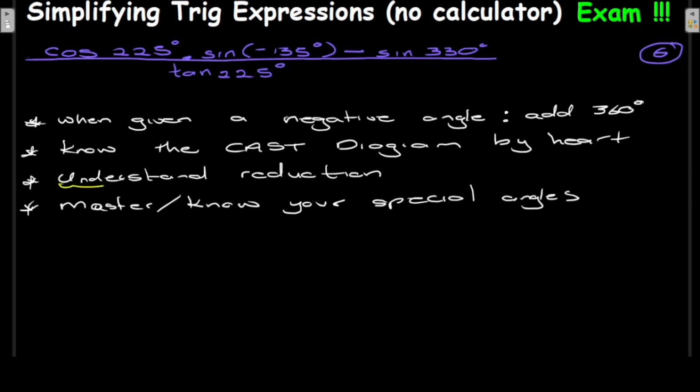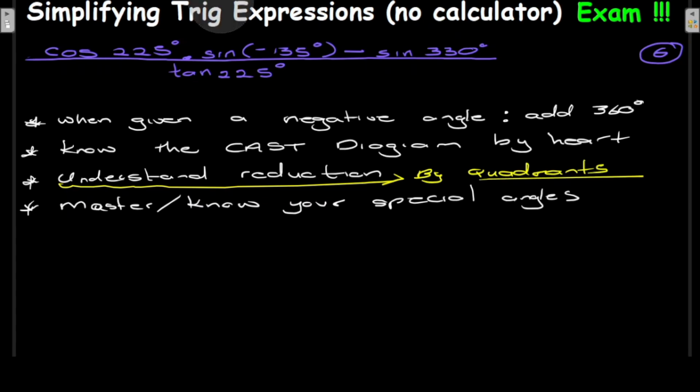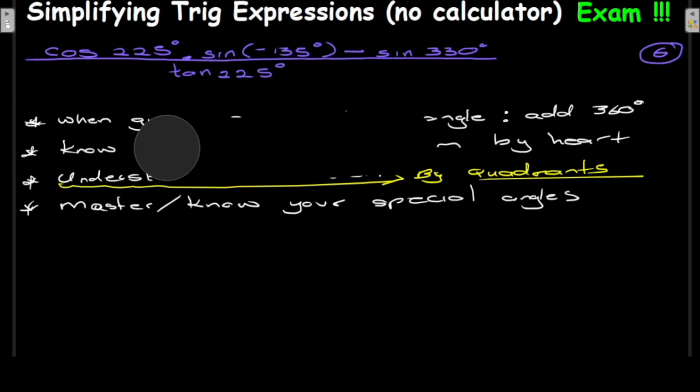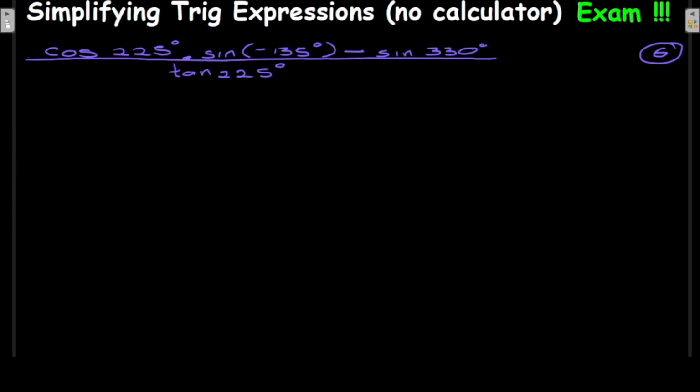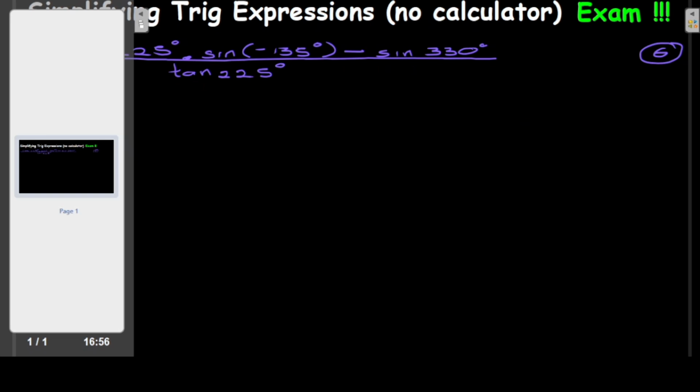Okay, so when it comes to understanding reduction, grade 12s, you need to know that in the first quadrant, you are saying 90 minus theta, or you're saying 360 plus theta, therefore everything is positive. In the second quadrant, you're saying 90 plus theta, 180 minus theta. In the third quadrant, you are only saying what? You are only saying 180 plus theta. And in the fourth quadrant, you are saying 360 minus theta.